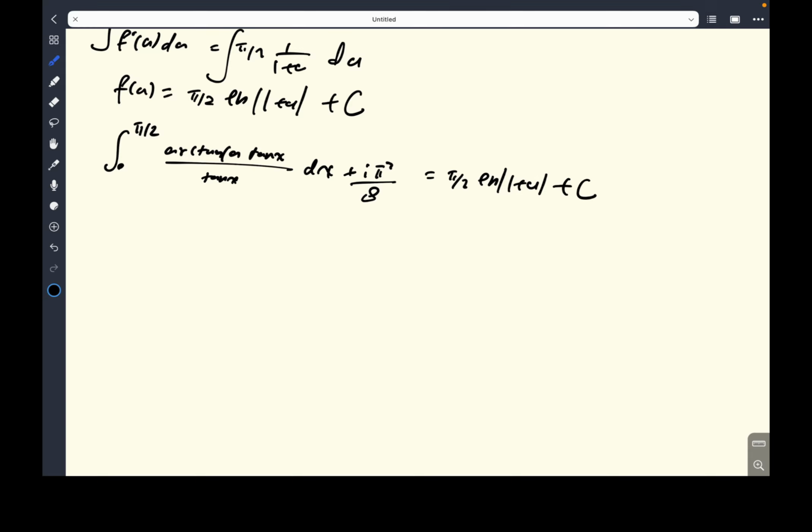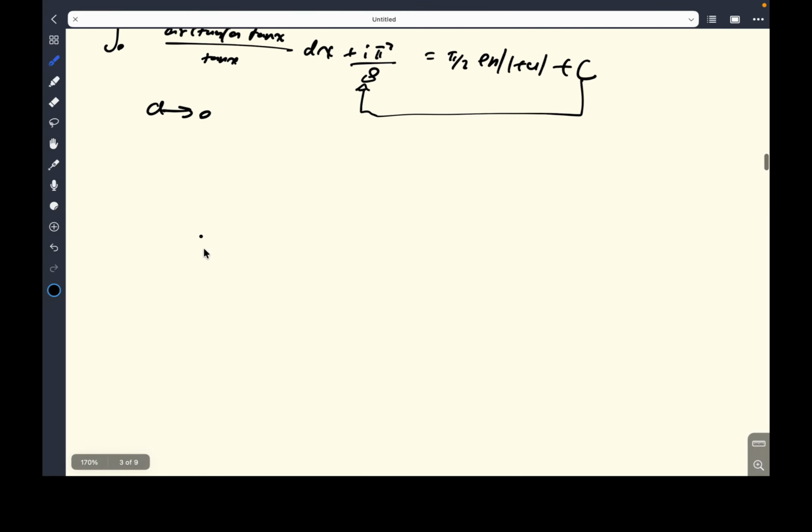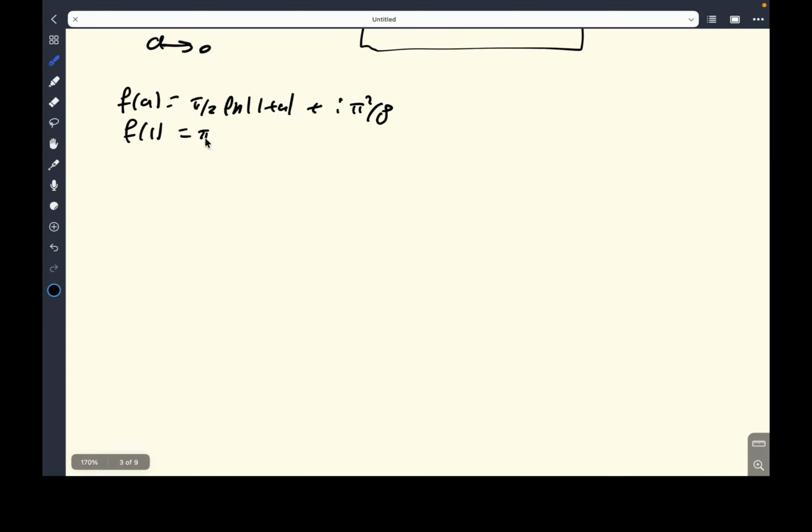Thus I can say that my constant of integration is i pi squared over 8 if my a approaches 0. If you use the limit, you're gonna find it out. So my f of a is pi over 2 ln of 1 plus a plus i pi squared over 8. And my f of 1, because I was looking for f of 1, is going to be pi over 2 ln 2 plus i pi squared over 8.